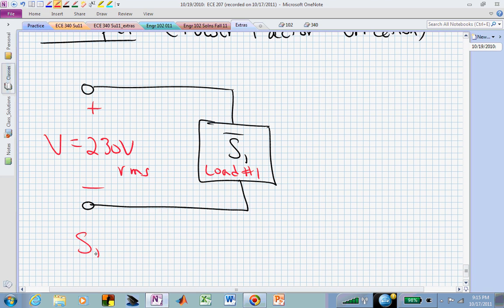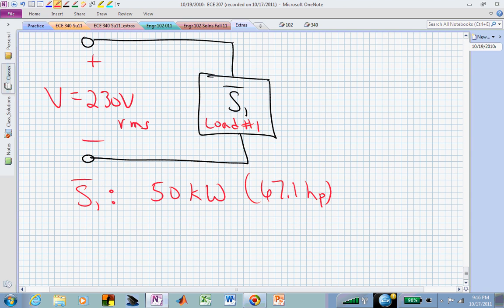Suppose they say that the complex power for load 1 can be described by its average power, or real power, of 50 kilowatts, which, if we were thinking in terms of horsepower, is 67 horsepower. And let's say that they also tell us that the power factor is 0.8, and they need to tell us whether it's inductive or capacitive. It's lagging, so it's an inductive load.